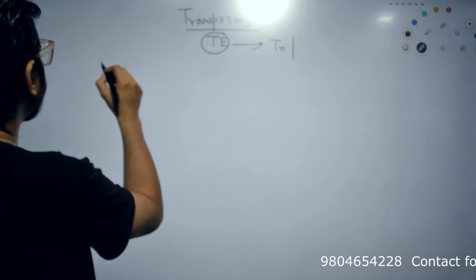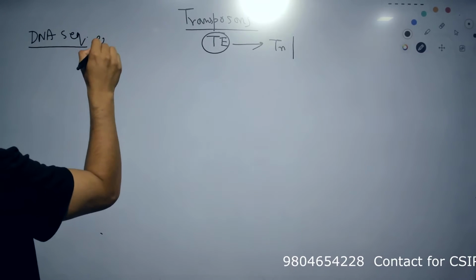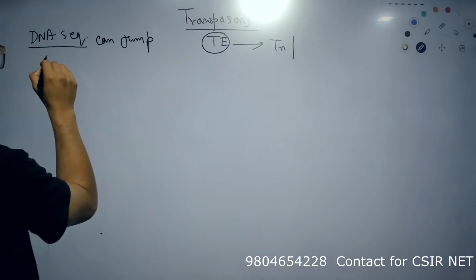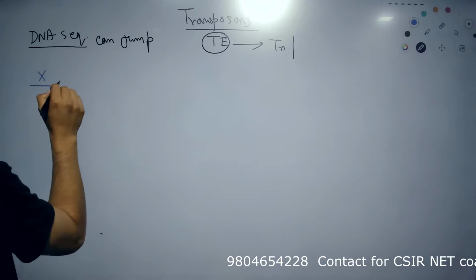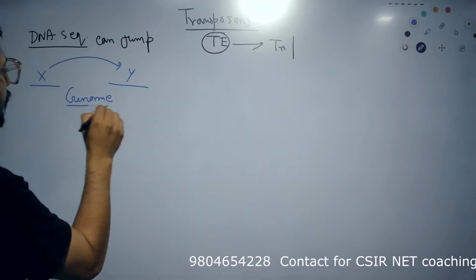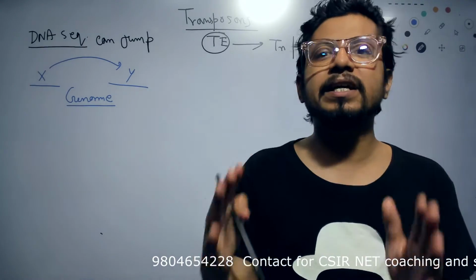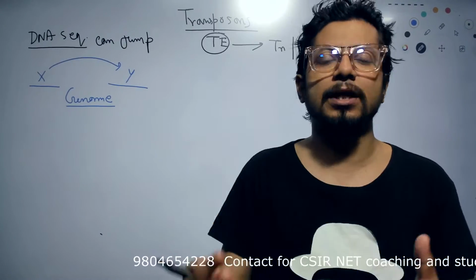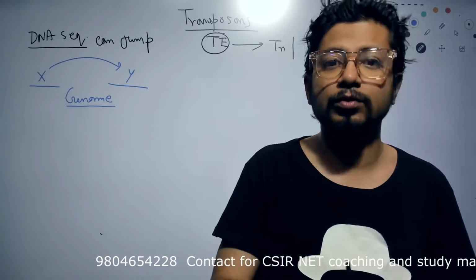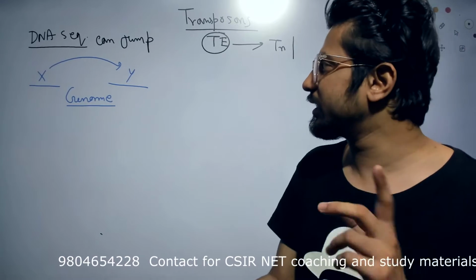So what are these? These are nothing but DNA sequences which can jump from one location to another location in the genome, from one place to another place in the genome. This is the definition of a transposable element. Small DNA fragments, but this DNA fragment can jump. They can jump from one location of the genome to another location. They can jump from one place of the DNA chromosome to another place of the same chromosome, or to another place of a different chromosome. So this movement is possible.